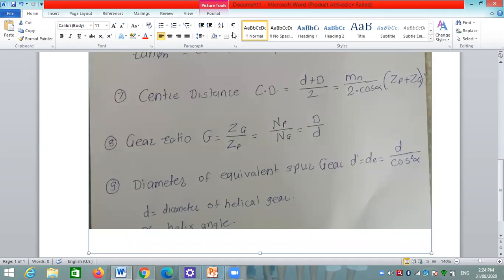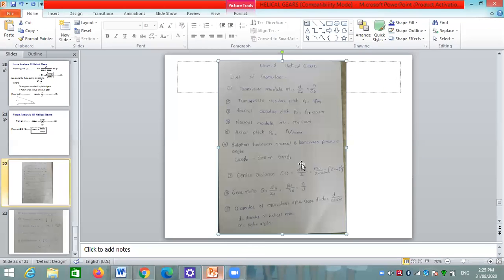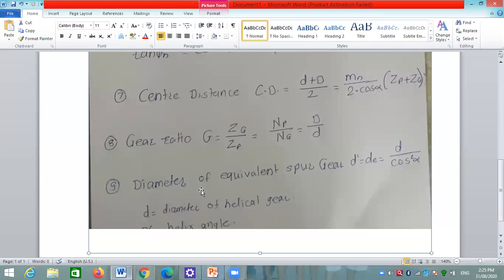And the next formula is the diameter of the equivalent spur gear. Diameter of the equivalent spur gear is denoted by D dash, or DE, and is equal to small d upon cos square of alpha, where small d is the diameter of the helical gear, D dash is the diameter of the equivalent spur gear, and alpha is the helix angle. This is a formula. We will see the next formulas also. Here are some more formulas. We will discuss these one by one.